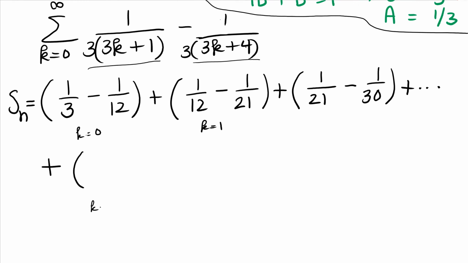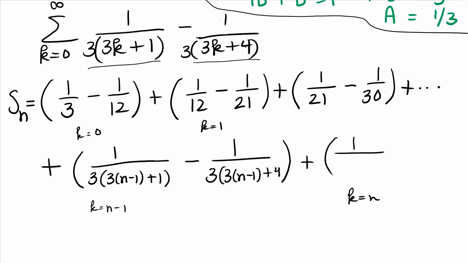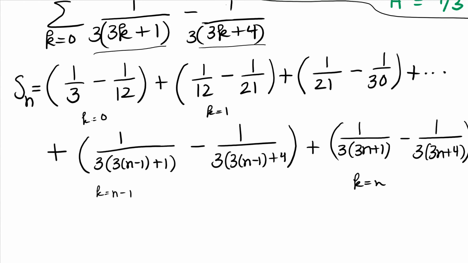So let's look at when k is n minus 1. If I put in n minus 1, I'm going to get 1 over 3 times n minus 1 plus 1, minus 1 over 3 times n minus 1 plus 4. And then when k is n, I would just get 1 over 3 times 3n plus 1 minus 1 over 3 times 3n plus 4. Take your time with these. Don't be lazy.